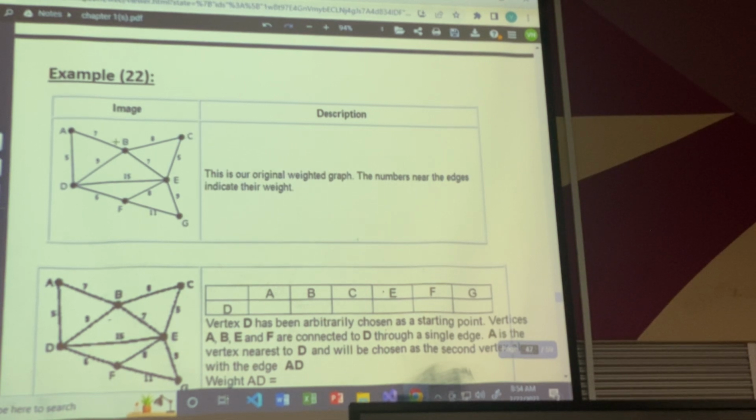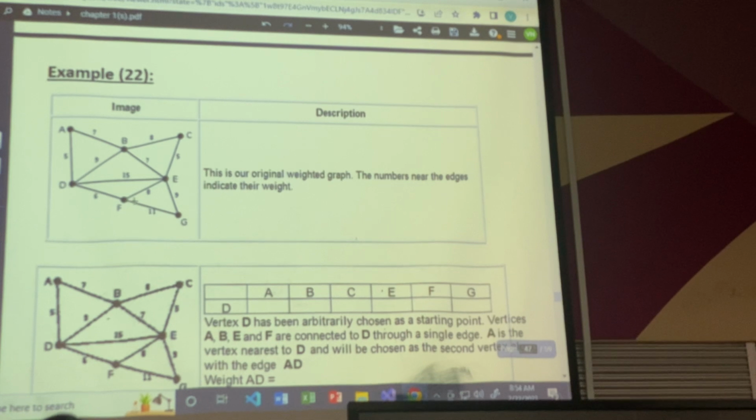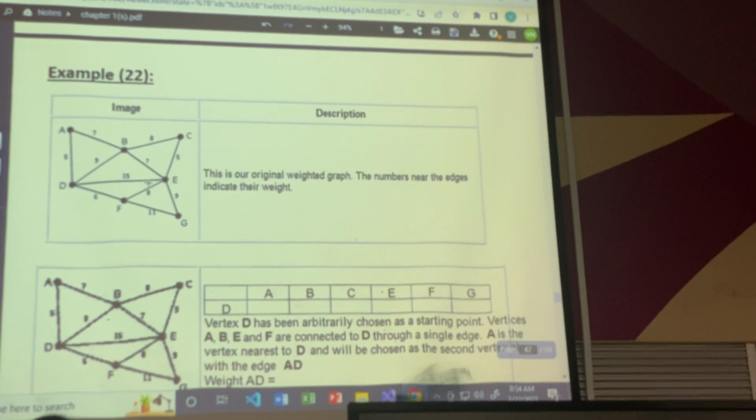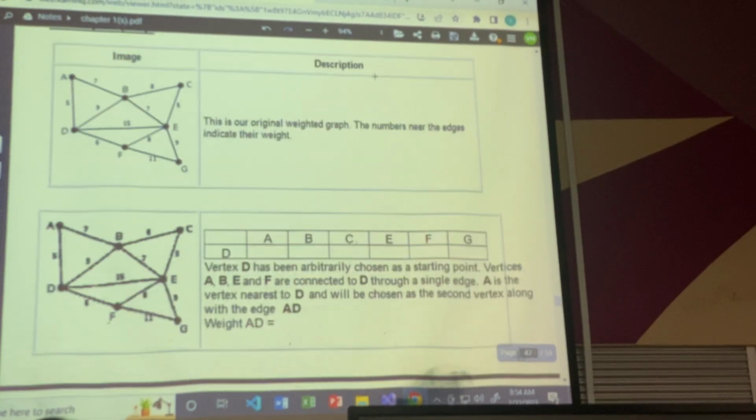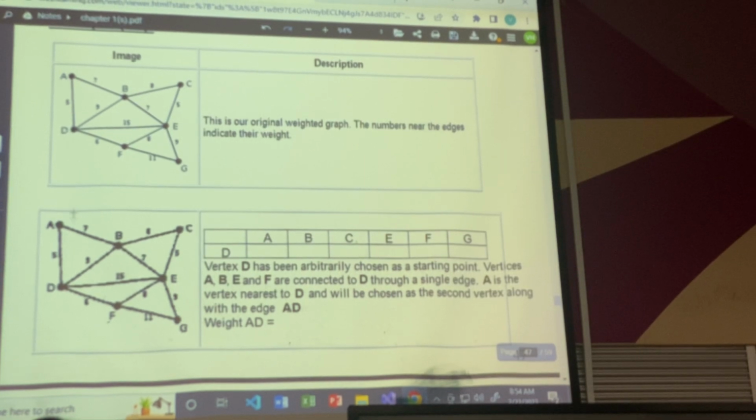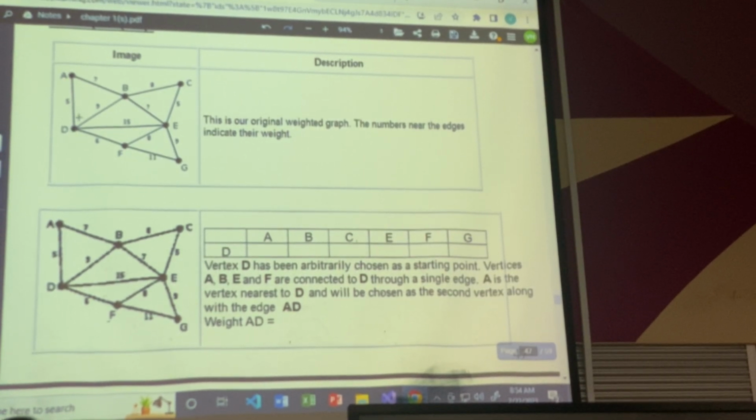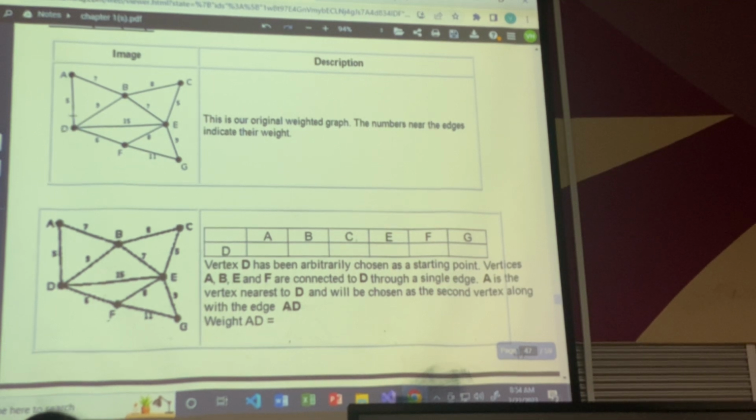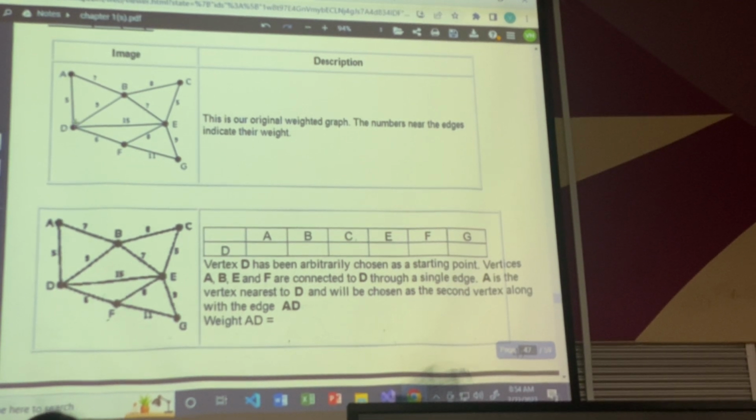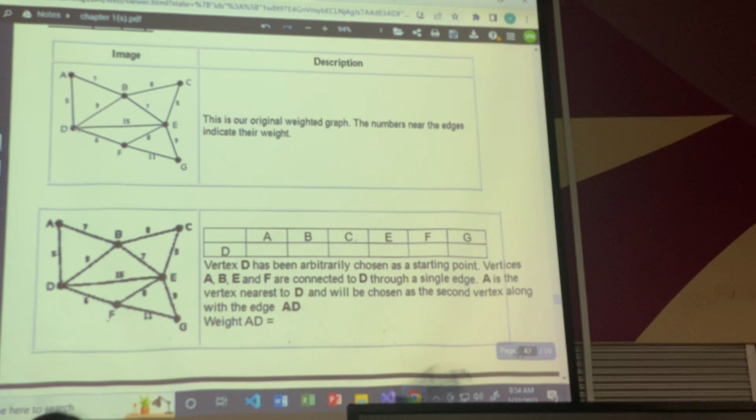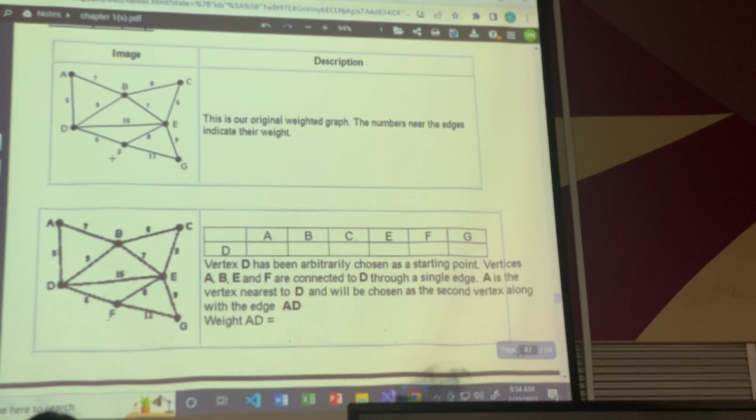So, for example, we look at this graph first. How do we do Prim's algorithm? First, we choose the vertex D as the starting point here. So you can see that all the weights connected to D: you have A, which is 5, B is 9, E you have 15, and F you have 6.